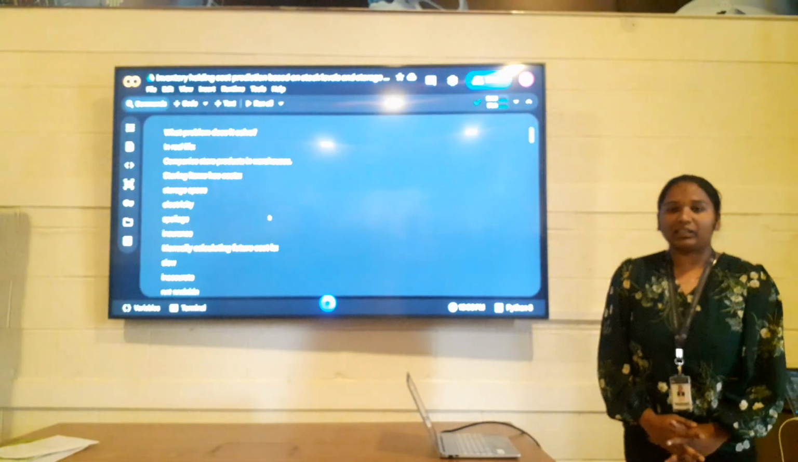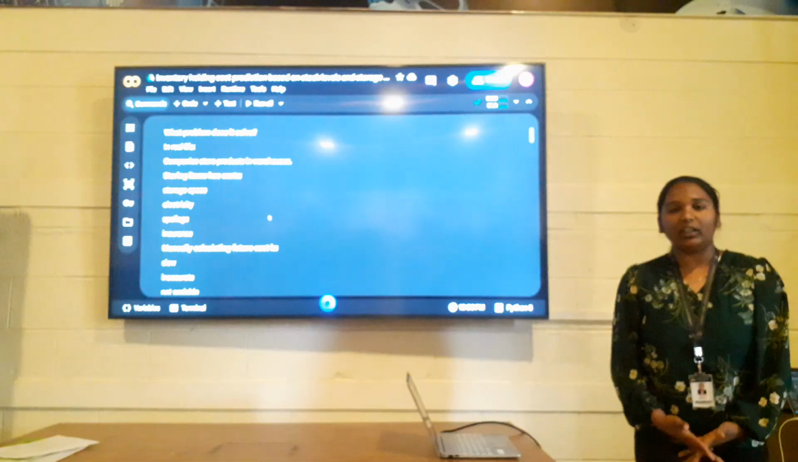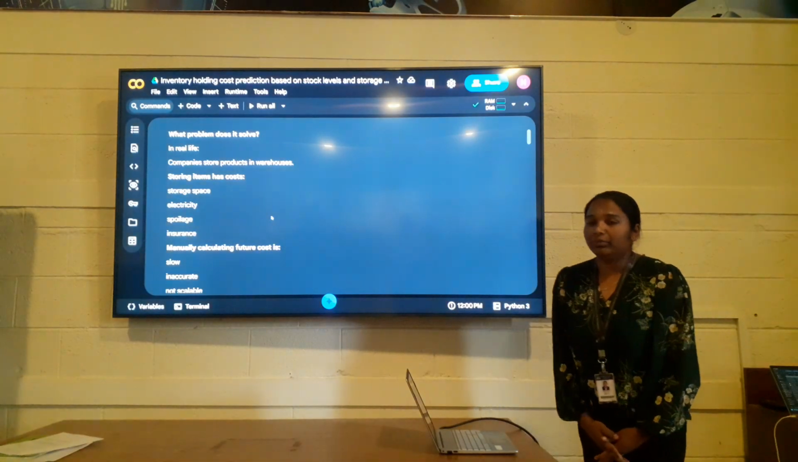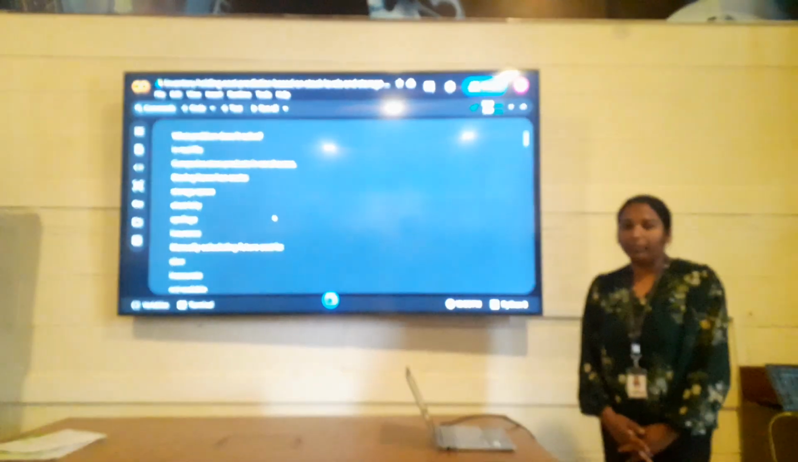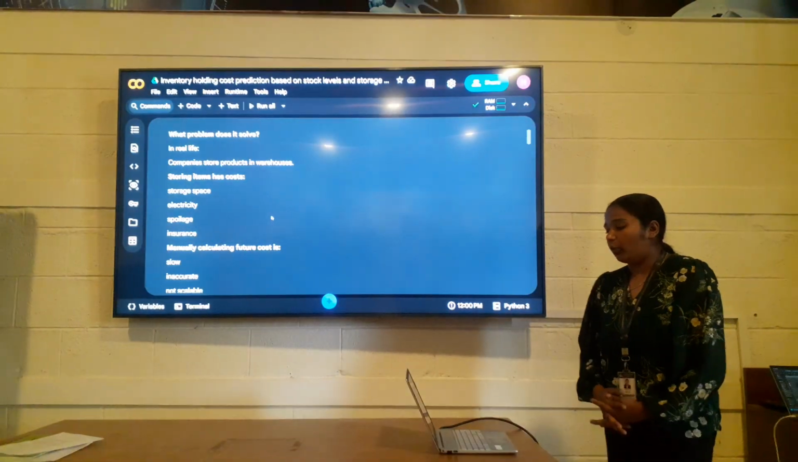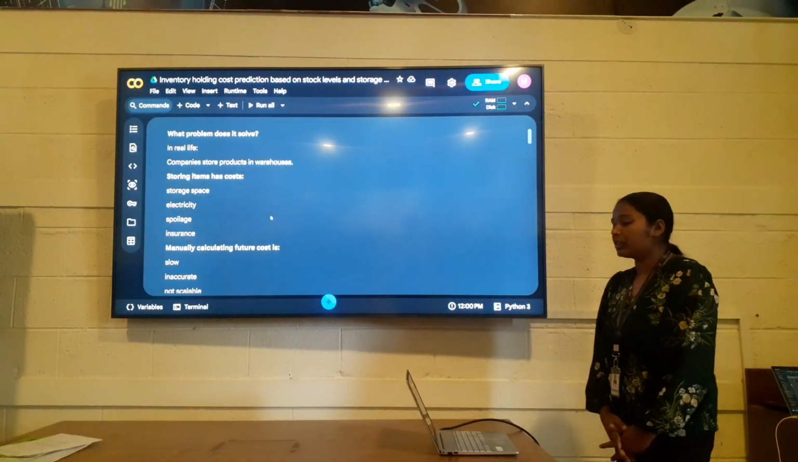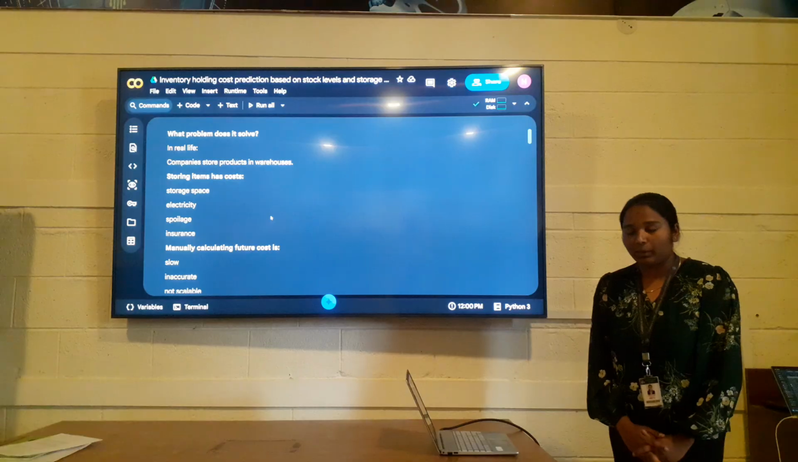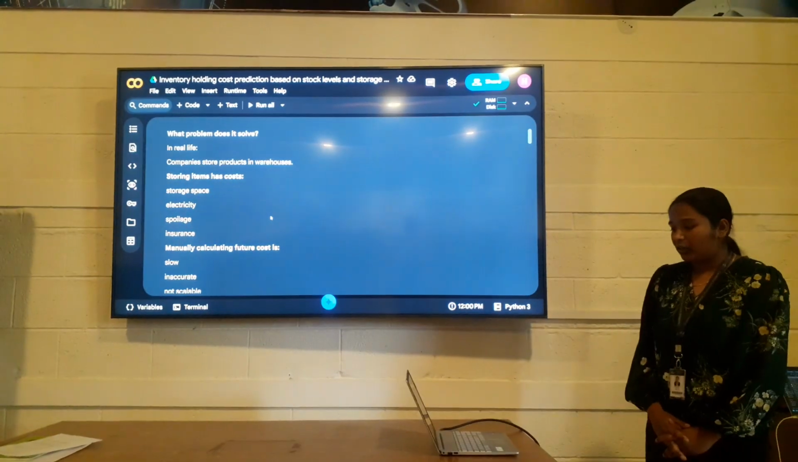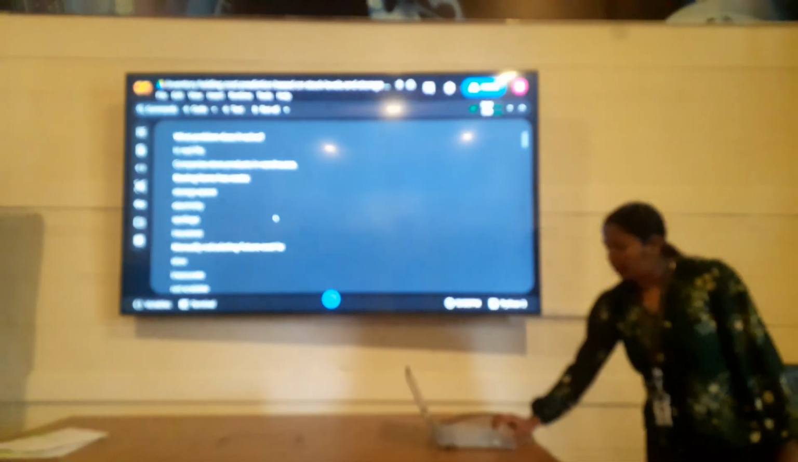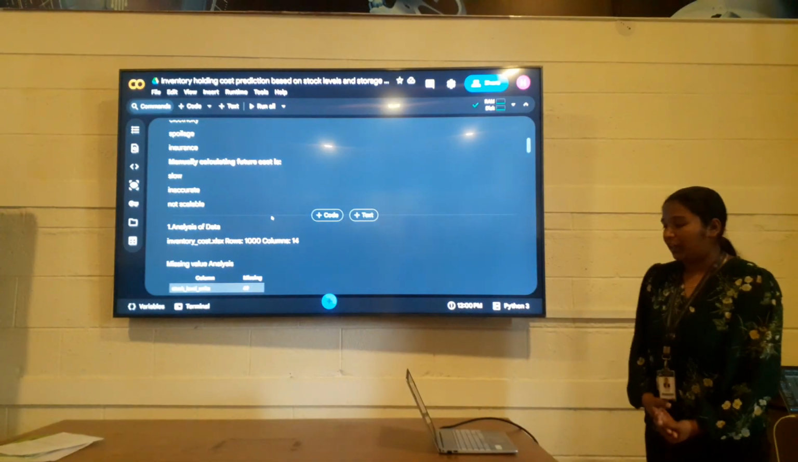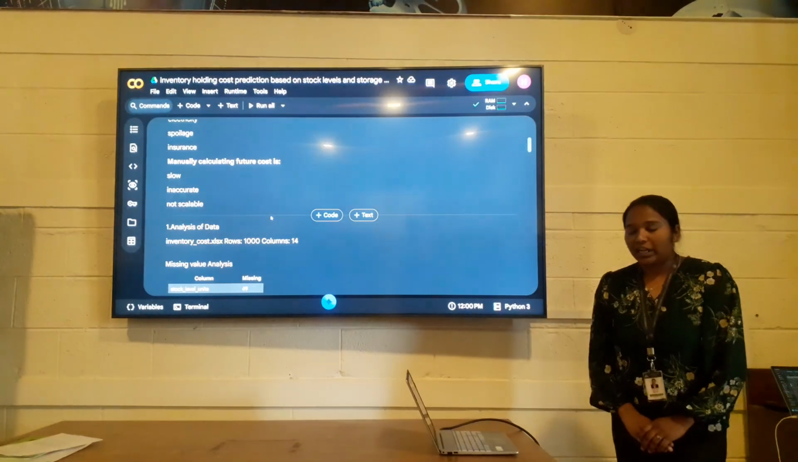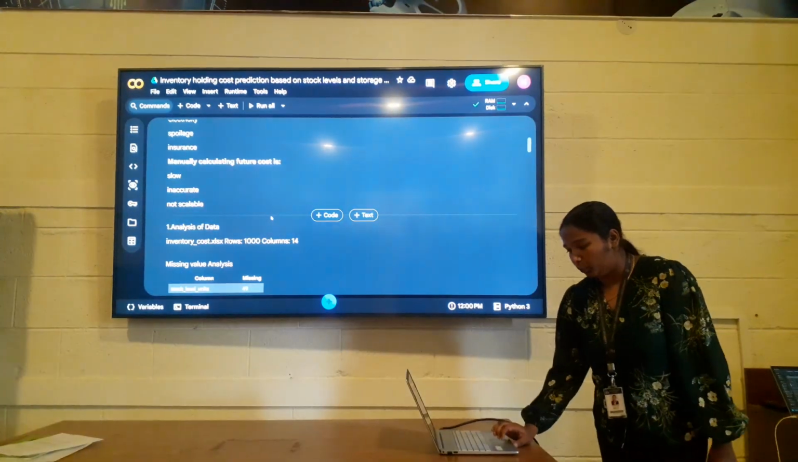Majorly, many companies such as Amazon, Flipkart, Blinkit all have their own shopping cart. At the same time, they have to make a profit based on the stock storage. So how exactly does this project help? Companies store products in warehouses. It costs money: storage space, electricity, spoilage, insurance. Manually calculating this future cost leads to very slow calculation and inaccurate results, and it is also not scalable. So this project helps to overcome all these loopholes.